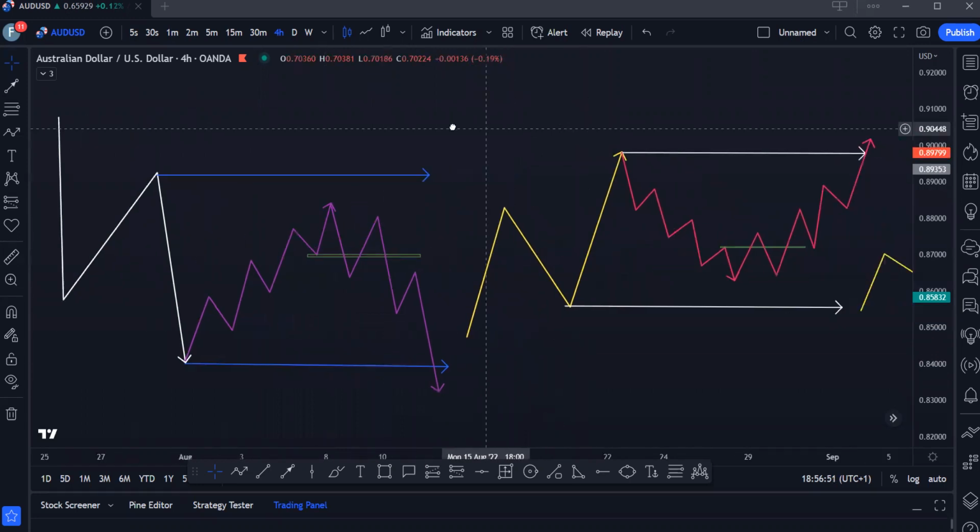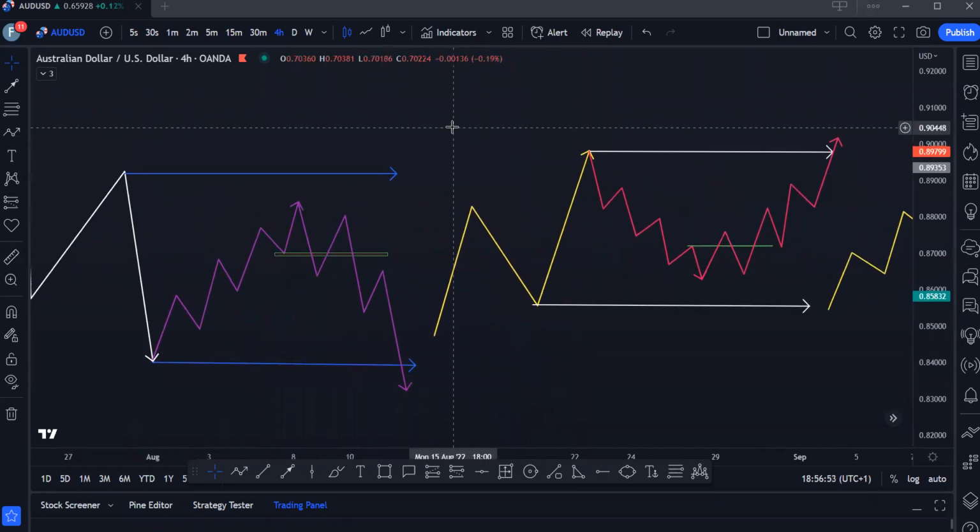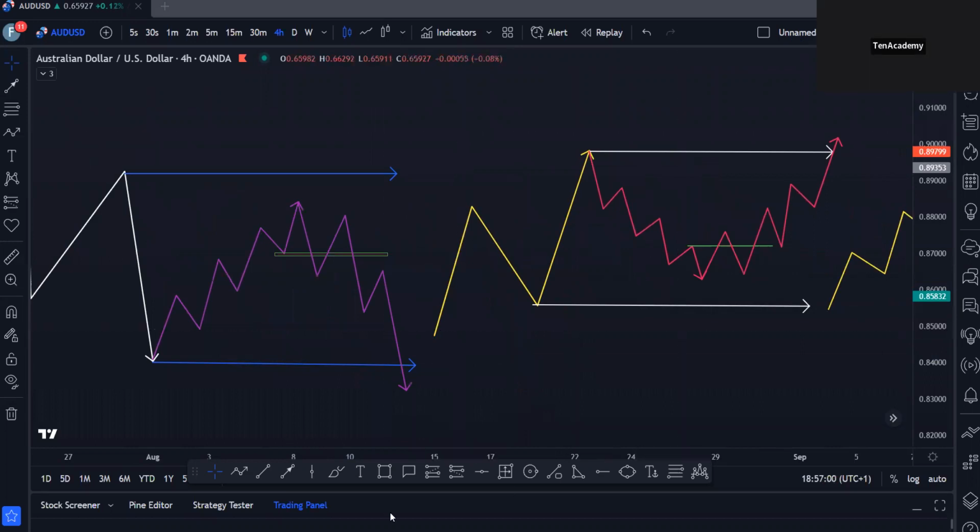Okay, is it clear so far? Do you understand the relationship between major structure and minor structure? Okay, do you understand the relationship between major structure and minor structure? Give me some feedback in the chat box.